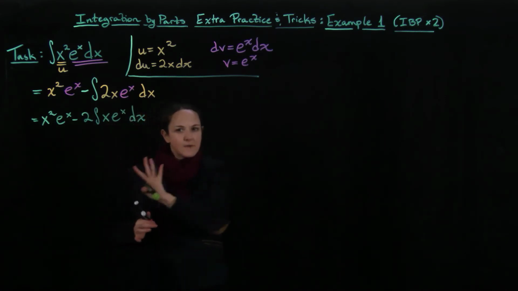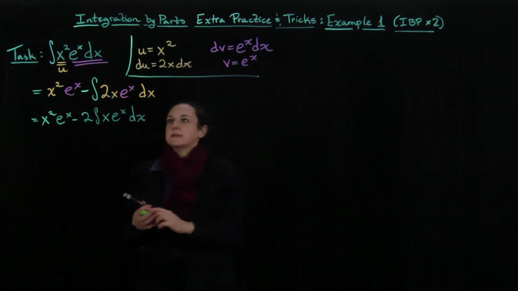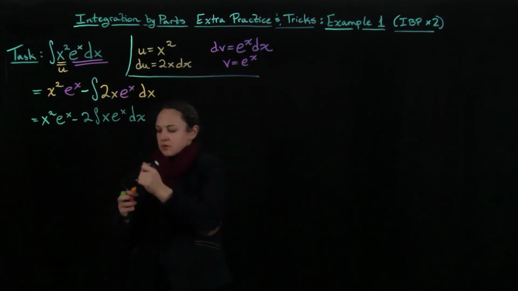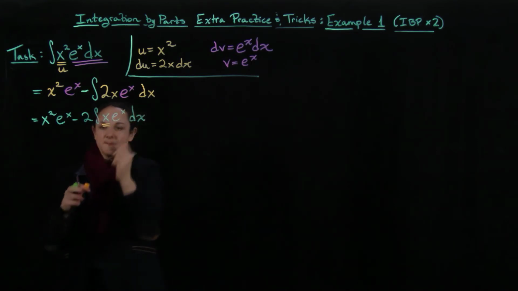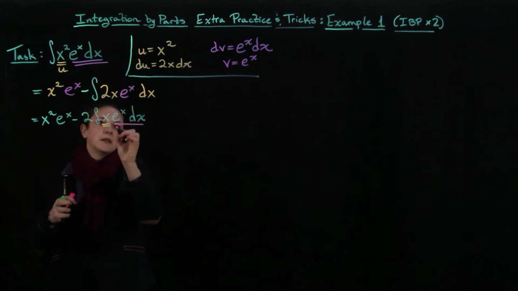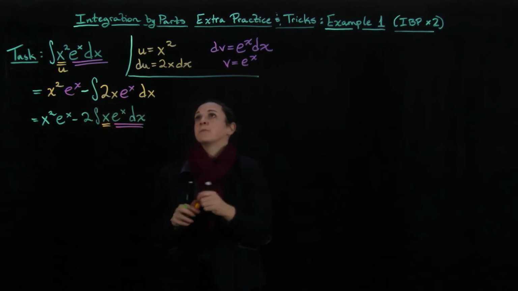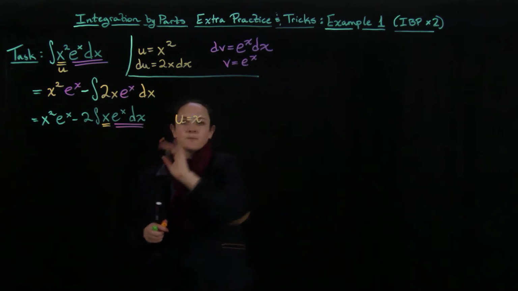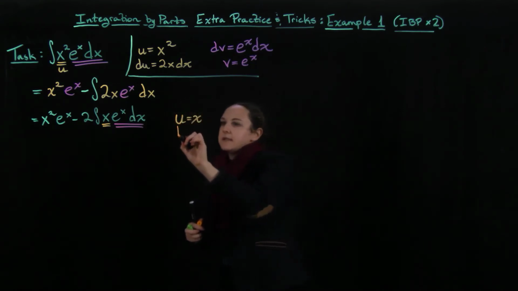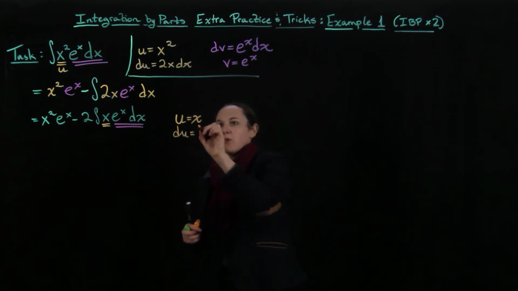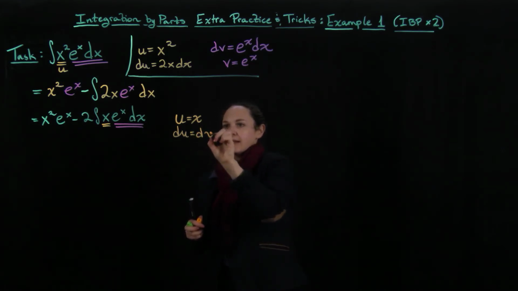But we're going to be very careful with our parentheses. That's really the key with these kinds of problems. So now our u is going to equal x, and our dv is going to equal e to the x dx. So here we go. u equals x, which then gives us a du. The derivative of x is just 1, so I take 1 times dx.